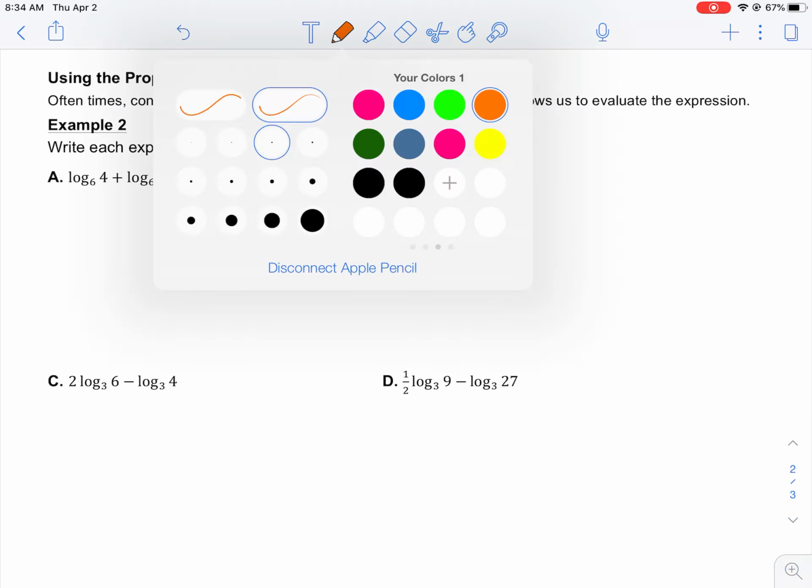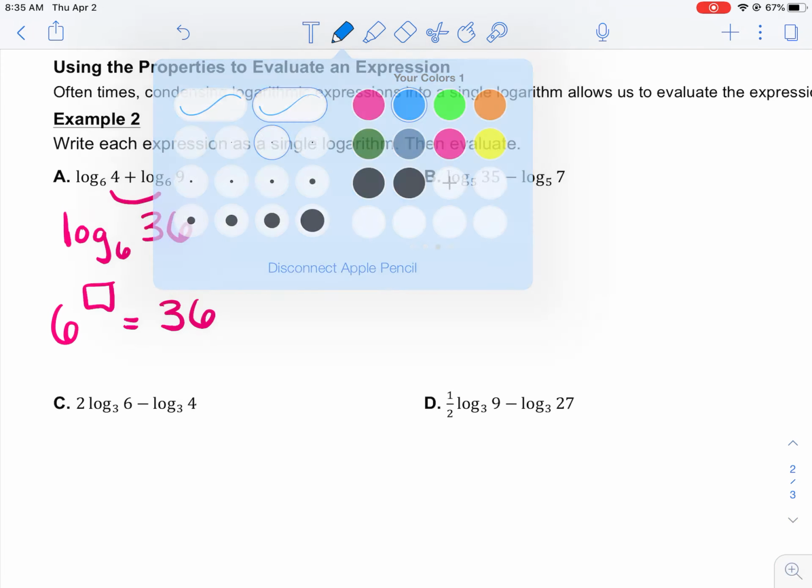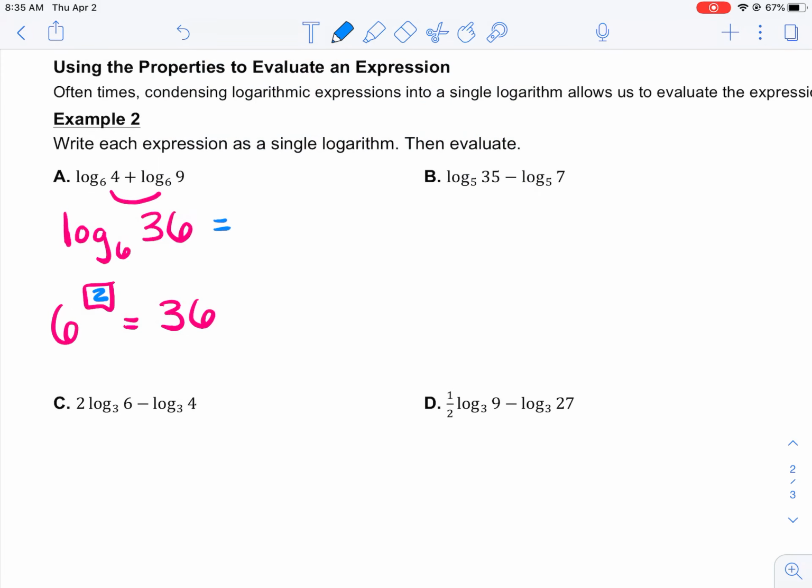All right, so the first problem, we have log base 6 of 4 plus log base 6 of 9. So we're going to start by writing a single log, log base 6. We're going to multiply 4 times 9 to get 36. And notice now we can go ahead and evaluate that. 6 to what power equals 36? Okay, so we know 6 squared is 36, and so the answer is 2. Individually we were not able to evaluate those, but once we condensed them, then it was an easy problem to evaluate.